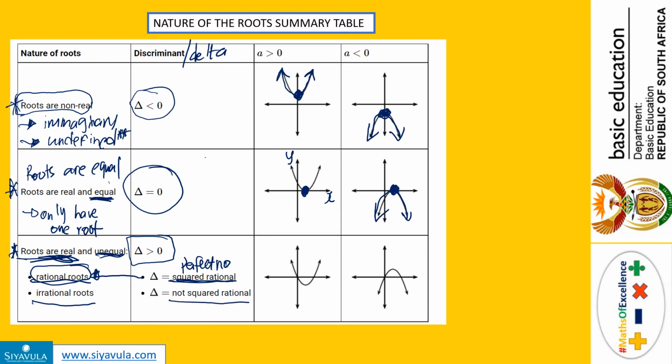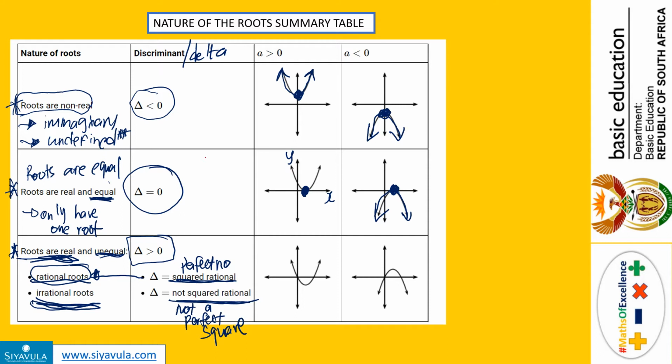If you calculate your delta and you find that your delta is not a squared rational or not a perfect square, it means that your roots are irrational. They are still real, but they are irrational because your delta is not a perfect square. We know delta is greater than 0, it's just that the number is not a perfect square. Then they are irrational.